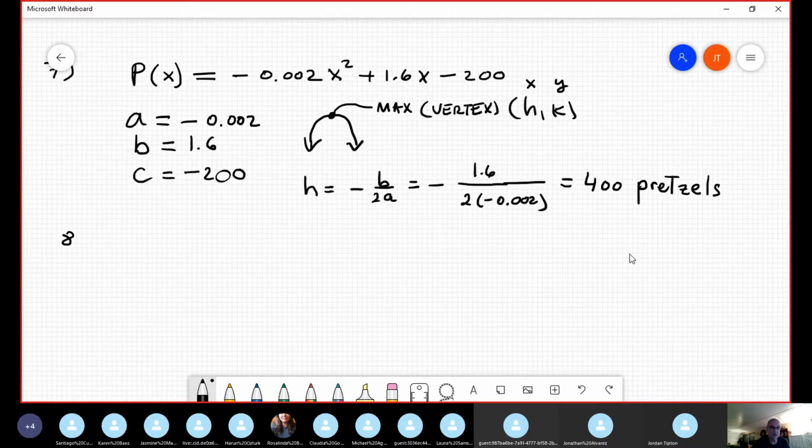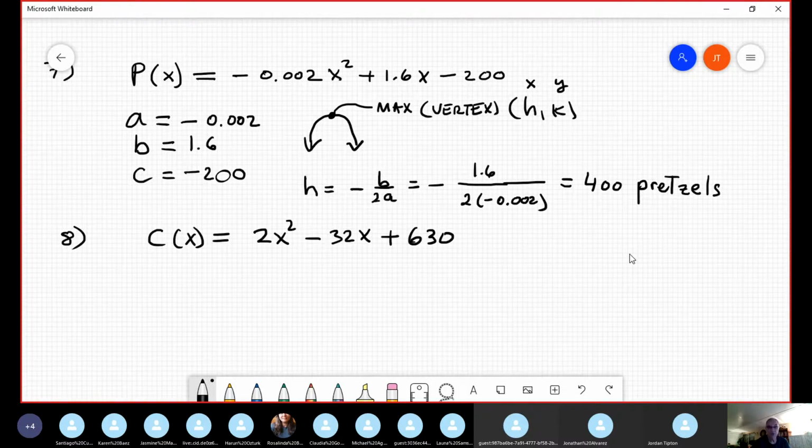Problem number 8 is a little bit different. The owner of a video store determines the cost, which is money, in dollars, is equal to 2x squared minus 32x plus 630, where x is the videos rented daily. Find the lowest cost to the nearest dollar.